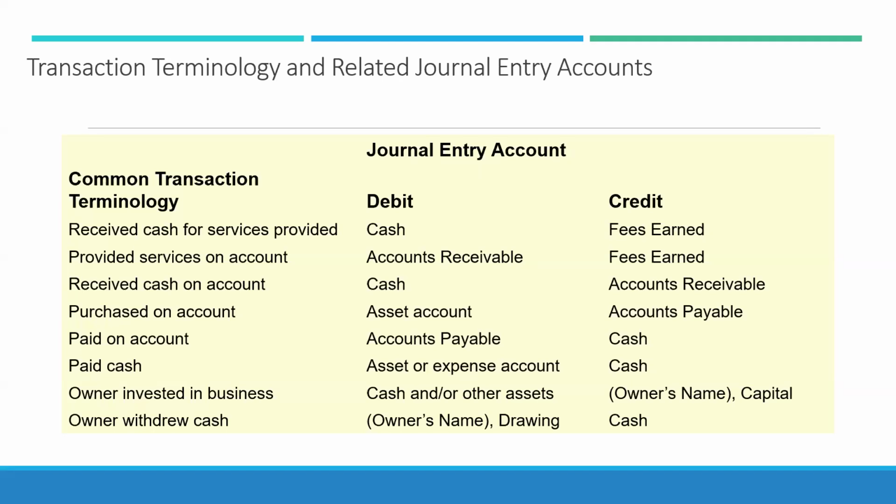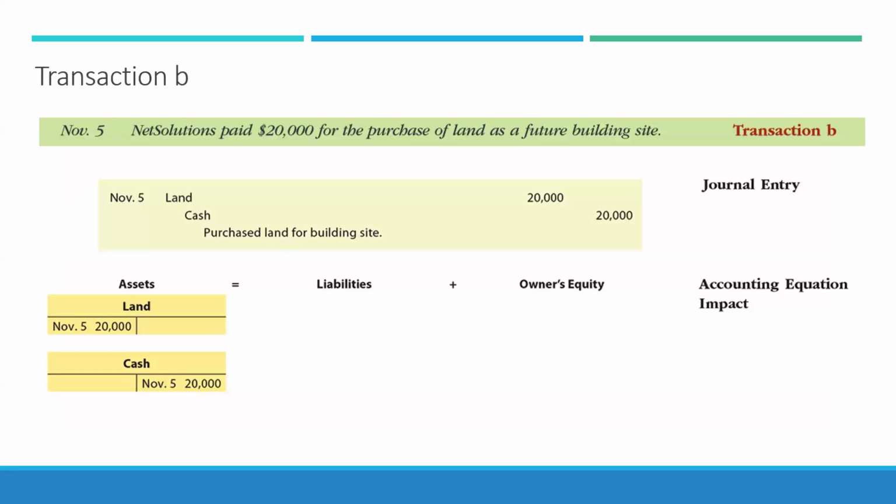Owner invested, owner withdrew. So these are all the keywords that you need to know. Purchased land: Net Solutions paid $20,000 for the purchase of land. So cash would be our credit, right? Because cash decreased, and then land would be the increasing asset, which is our debit. And then in our T account, we have land with 20,000 on the left and then cash with it on the right because of our increase and decrease.